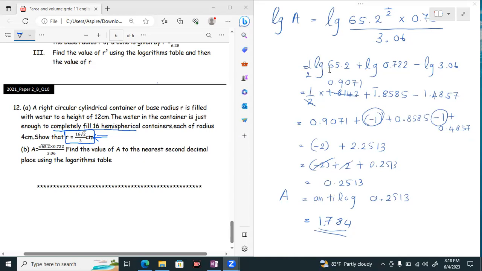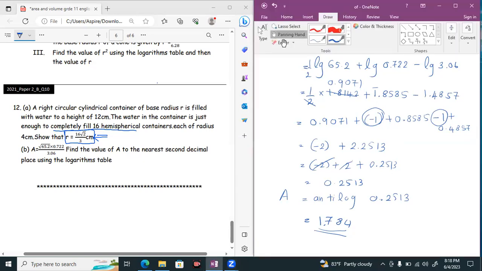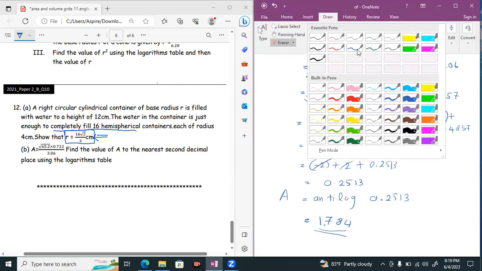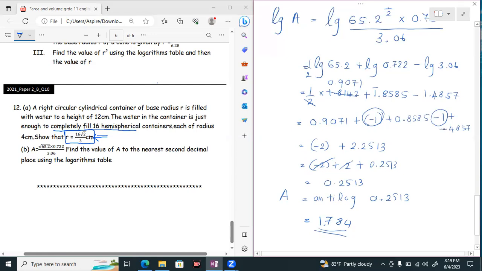Yes, here it should be minus 0.4. Yes, here it should be a minus value, no, because subtraction. Then here it should be a subtraction one. Okay. Because there is a subtraction here, the -1 must be minus. Minus 0.4857 it should be. Right?